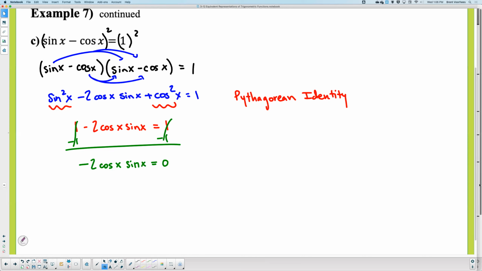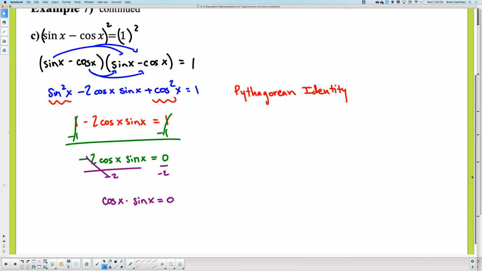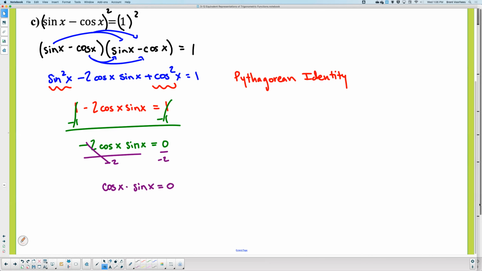I can divide both sides by negative 2. And now I know my solution will be from the zero product property: whenever sine x times cosine x equals 0, according to the zero product property, cosine x has to equal 0 or sine x has to equal 0. That's from the, where is it? Here we go. Zero product property is what makes that be so.